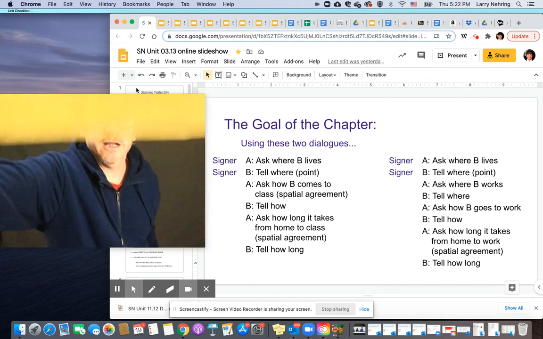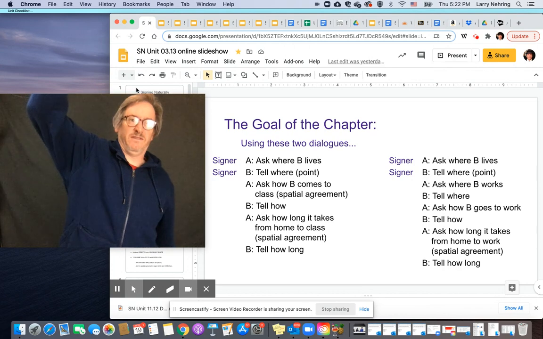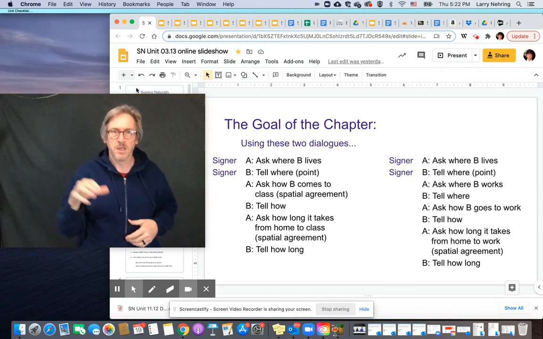And I'm getting some glare off of these lights. It's awful. This room is the worst for recording.